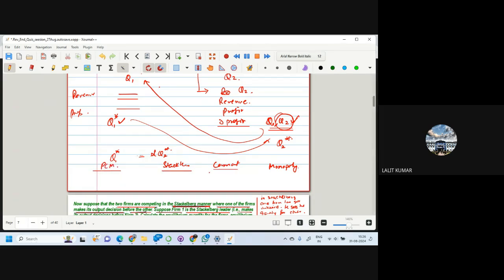So the output, the quantity which is there, the quantity is always lowest here, then higher here, higher here, higher here. So quantity is always like this, in this direction. Whereas the price which is there, price is always in this direction.